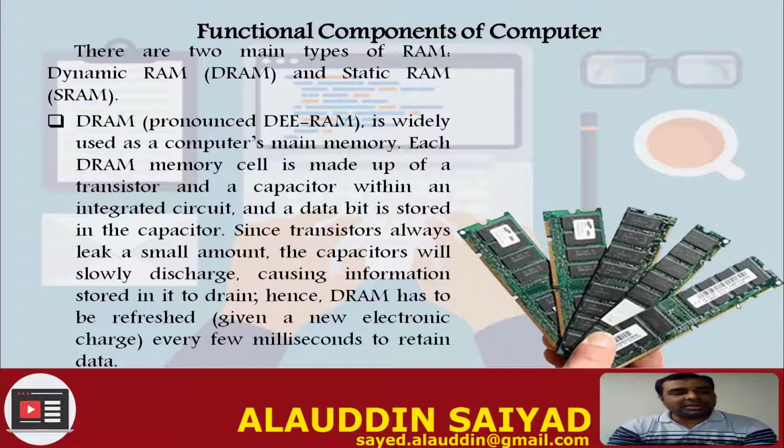Hence, DRAM has to be refreshed, given a new electric charge every few milliseconds to retain the data. The capacitor and the transistors will lose some amount of charge after some period of time. That is why DRAM refreshing is introduced, in order to verify that each and every capacitor within the memory is charged or discharged. If it is in the charged state, then it will be charged again, and if a capacitor or transistor is in discharge mode, then it remains in discharge mode. That's how DRAM refreshing saves the loss of data.